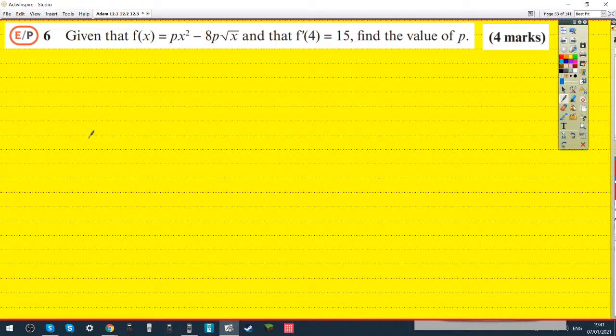So would you get 2px minus 4p minus a half? To the power of minus a half. Minus 4px to the power of minus a half? Yeah.